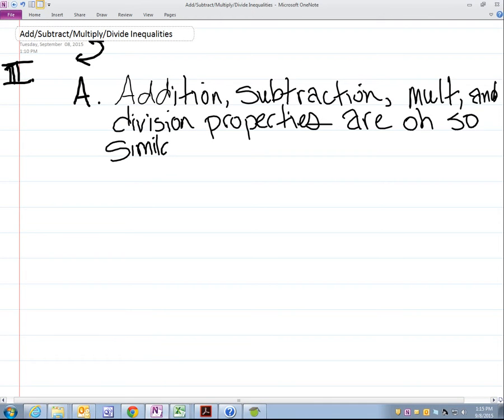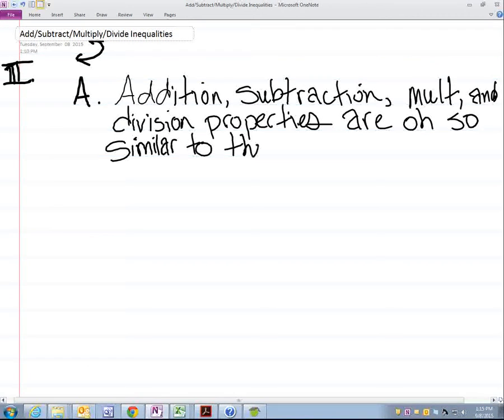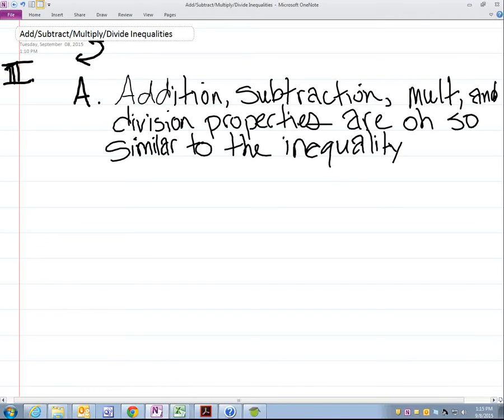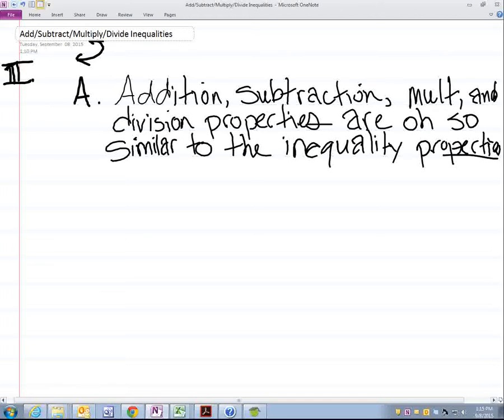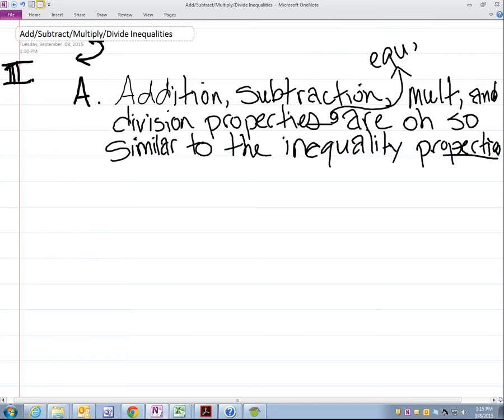To the properties. And the properties I'm referring to are the ones we did last week. To the inequality. We're doing inequalities today. So I'm referring to the properties that we learned of equalities. That's why I'm saying the property, here. There, of equality.